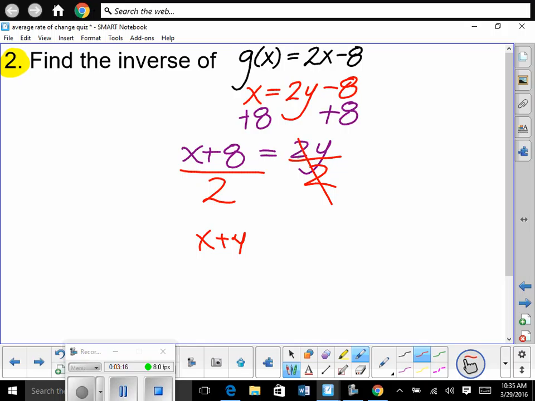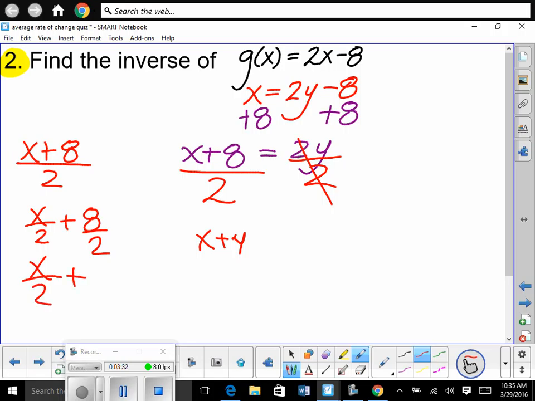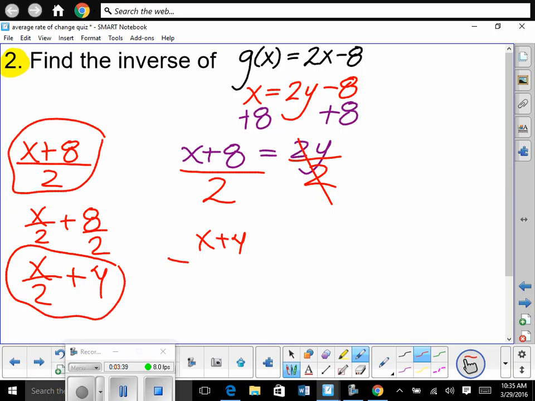So our final answer would either be x plus 8 all over 2, or, as long as you split it up correctly, you say x was divided by 2, and 8 was divided by 2. We kept both of them divided by 2. So the other acceptable answer would be x over 2 plus 4. These are the 2 acceptable answers for the inverse. This, however, is not acceptable. It's not right. Does everybody understand why we can't do that? Internalize it. You're going to see this time and time again.